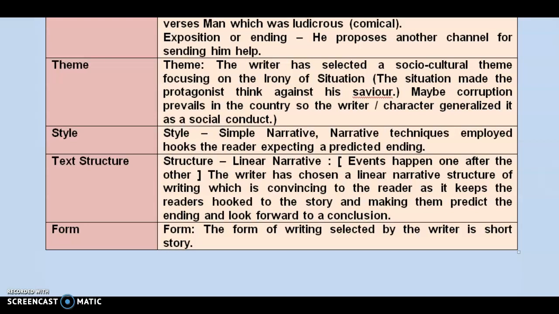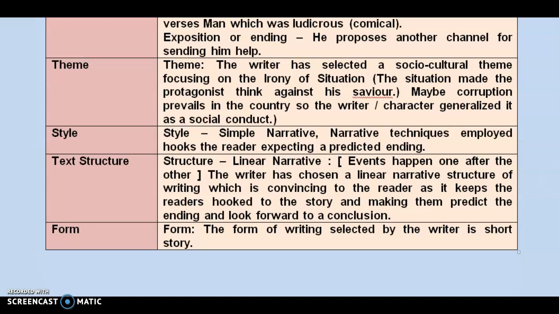The textual structure is linear narrative. The events happen one after the other. The writer has chosen a linear narrative structure for writing which is convincing to the reader, as it keeps the reader hooked to the story, making them predict the ending and look forward to a conclusion.